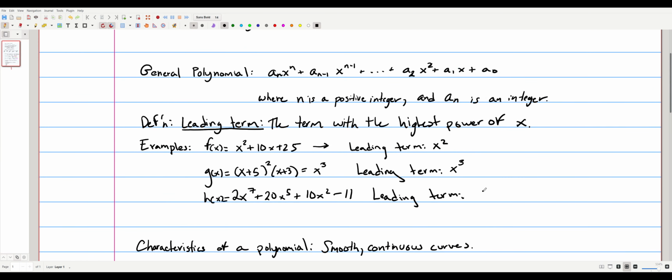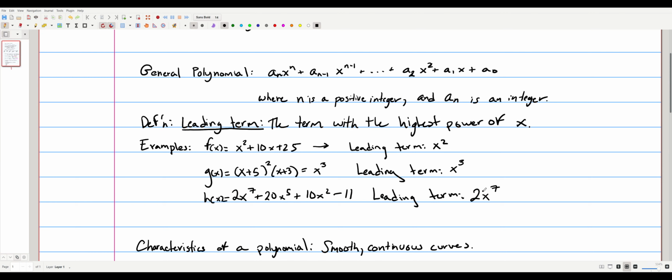But for h of x, we have a 2x to the 7th. And so the leading term incorporates the coefficient in front of the x to the 7th. So not only is the x part of the leading term, but the number in front of it too. So the leading term here would be 2x to the 7th. Okay, so hopefully that's pretty straightforward.